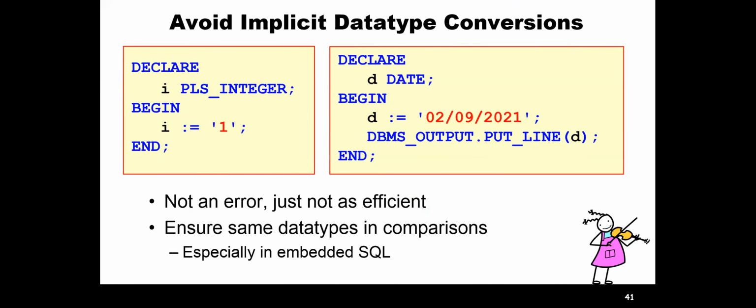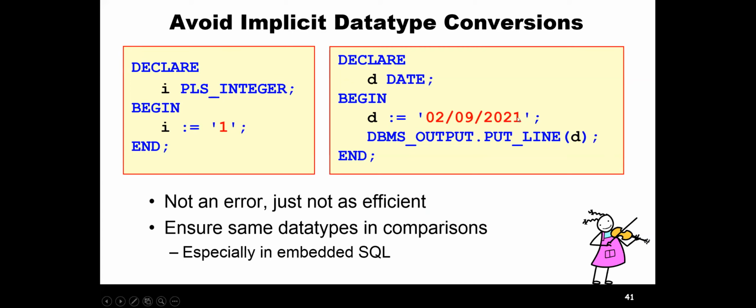Okay, so avoiding implicit data type conversions is another data type thing. You can easily do both of these. You can say I equals 1 in quotes, and PL/SQL will check whether I, as a PLS_INTEGER, within quotes is really an integer. It'll convert it if it is an integer, and if it isn't, then you get a data type error. And same thing for date.